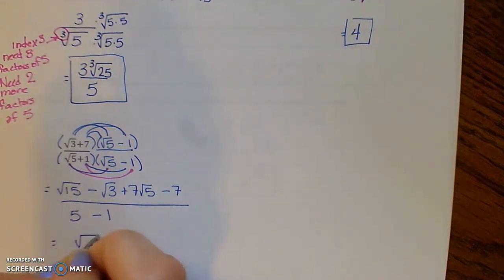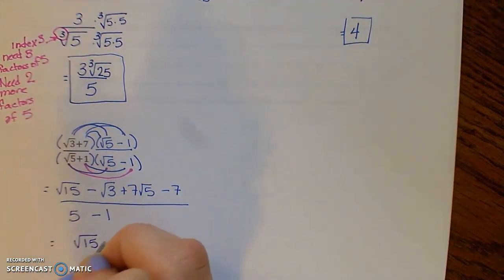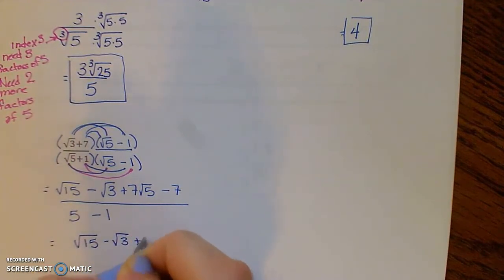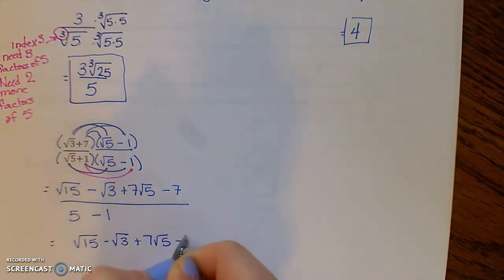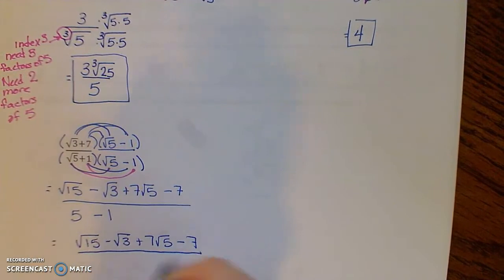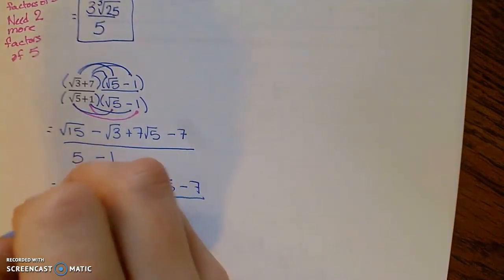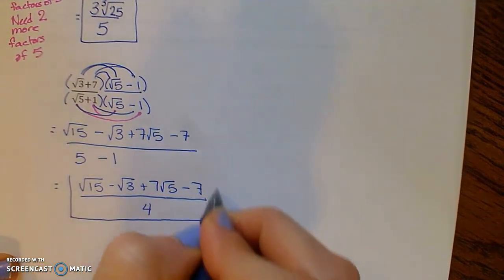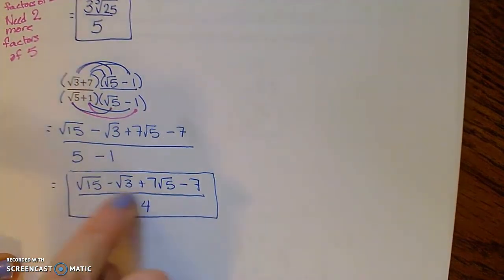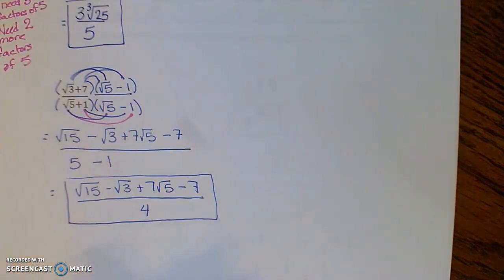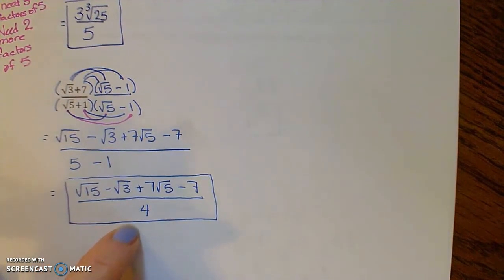All right, writing down everything I've got. Root 15 minus root 3 plus 7 root 5 minus 7 all over 4. There's nothing more I can do to simplify this. So it might look like it's a little bit more ugly than what we had to start with. But these two expressions, they are equivalent. And this is technically simplified because we rationalized the denominator.